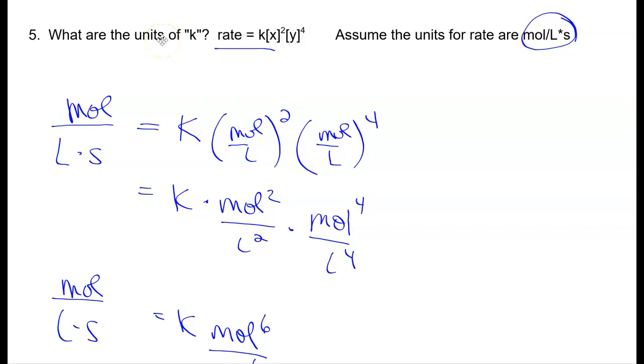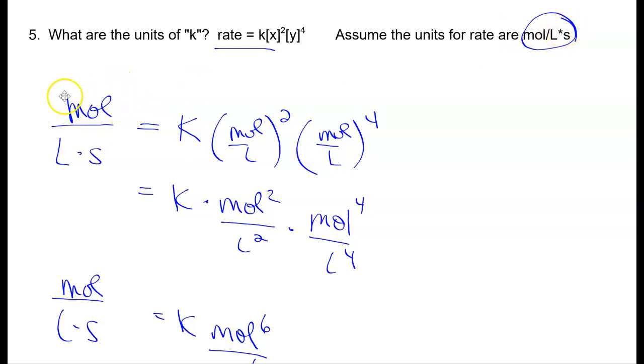Okay, let's go through question 5 together. This is where we're going to practice solving for K. We have an expression given as rate equals K, concentration of X to the second order, concentration of Y to the fourth, or better said, rate equals K, X squared, Y to the fourth. This problem tells us to assume the units for rate are moles over liters seconds.